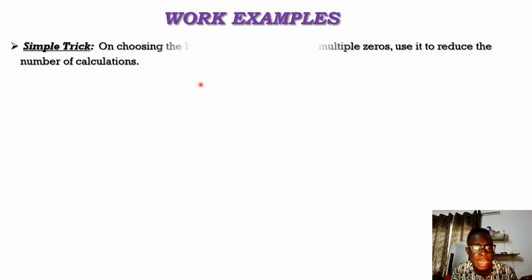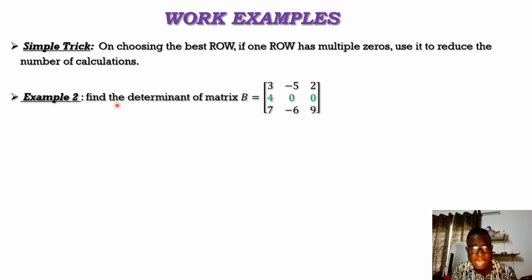Now let's continue with the examples and also understand a very simple trick on choosing the best row. If one row has multiple zeros, use it to reduce the number of calculations. So what we are saying is, look at this particular matrix for which we are going to find the determinant. The second row has multiple zeros. So to make our work easy, we can use the second row to find the determinant of this particular matrix, not to overstress ourselves using other rows.